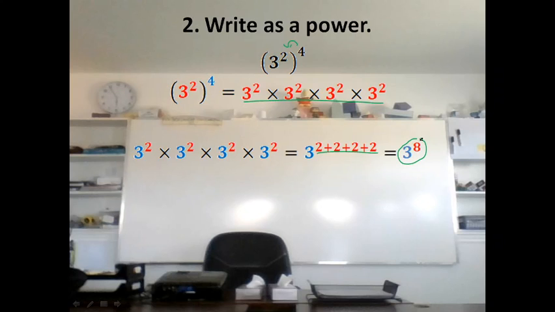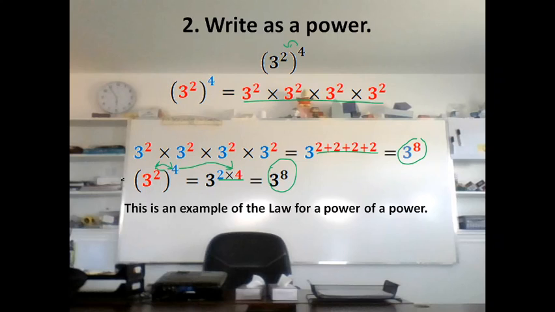The easiest way to solve this is just to multiply the exponents. So we have 3 to the power of 2 to the power of 4. We take these two exponents and we just multiply them, like we see right here. So 3 and the exponent 2 times 4 gives us 3 to the power of 8. This is an example of the law of a power of a power.